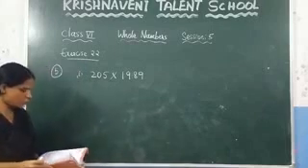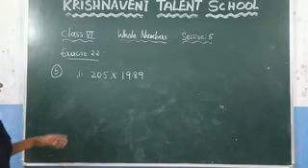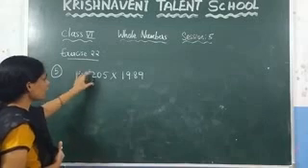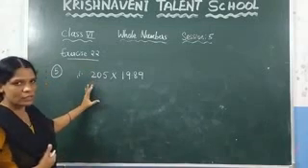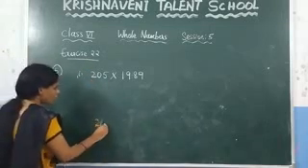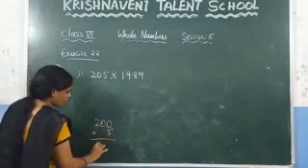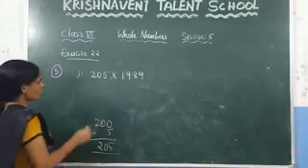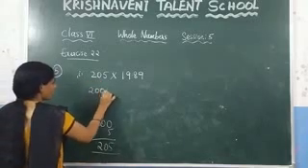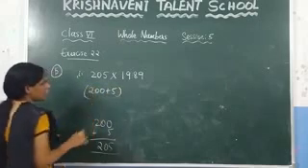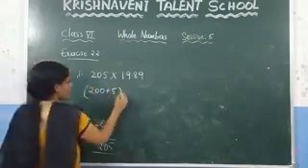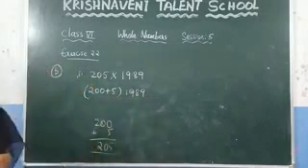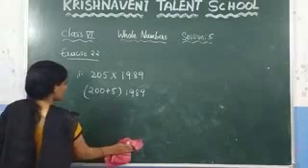Now here they ask to find this product using suitable properties. By using the suitable property, you need to find this value. So here you can write this 205 as 200 plus 5, because if you add 200 with 5, what you are getting here? You are getting 205. So write this 205 as 200 plus 5. And what is the number left out here? 1989.